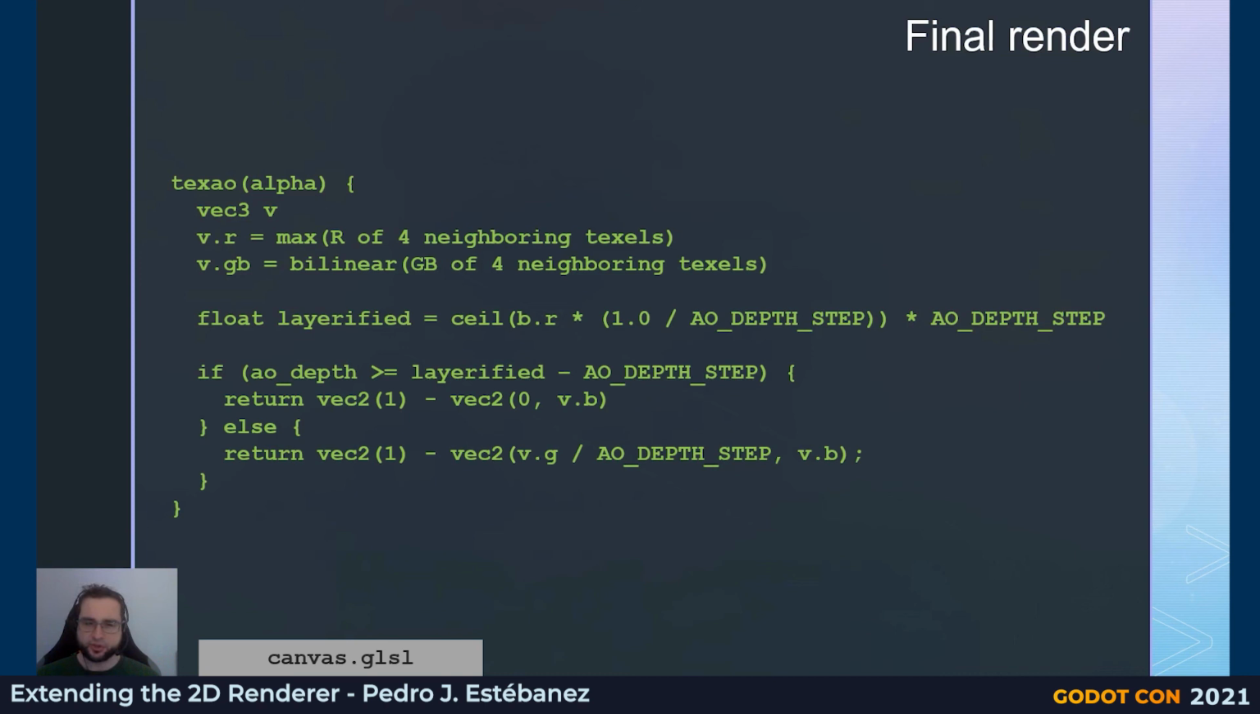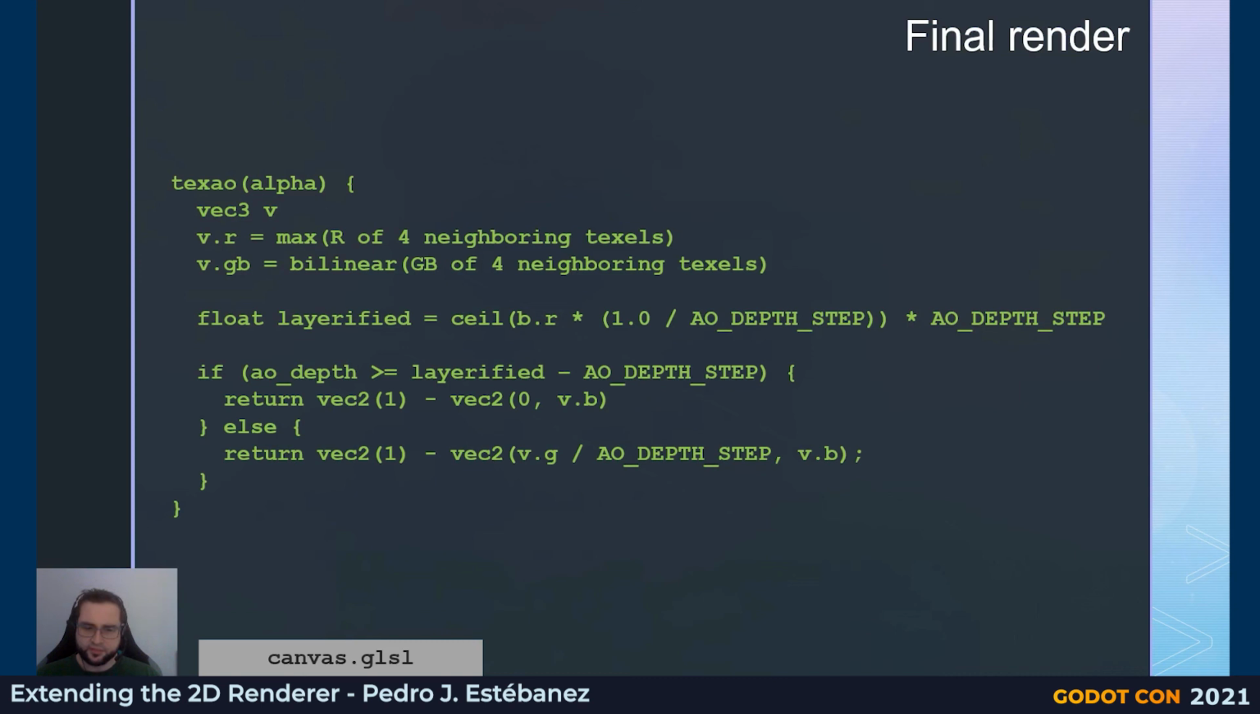Now this check means that if the depth of the current element is higher than the depth we have found in the AO buffer, that pixel of the current element being rendered is not shadowed. So we are just returning, as you can see in the second vec2, 0, which means no shadowing at that element, and the blue value of the vector, which is the projected shadow value, is returned straight in case the user facing shader wants to do something with it.